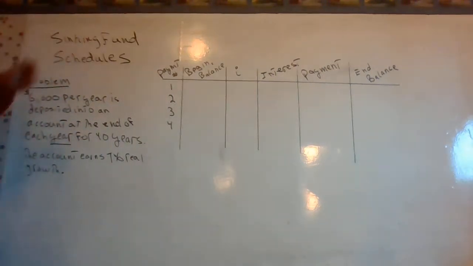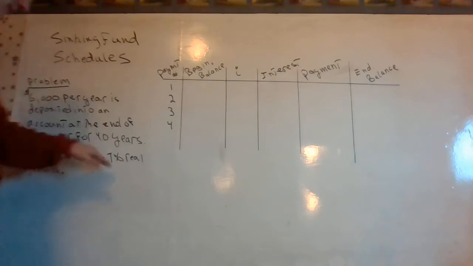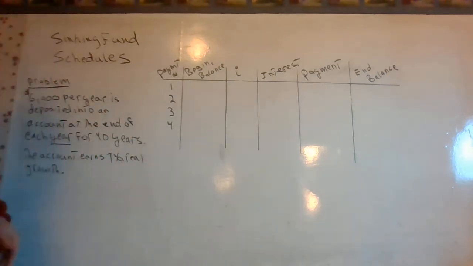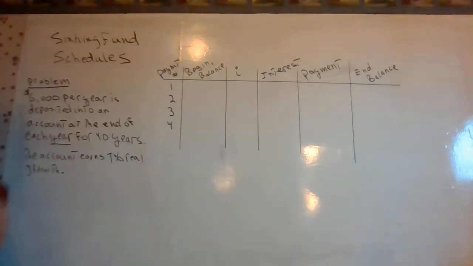Amount of an annuity: sinking fund schedules. We're going to deposit $6,000 per year at the end of each year into an account for 40 years, and the account's going to pay 7% real growth. That's a realistic long-term expectation for the stock market. You may earn 9%, inflation may be 2%, 9 minus 2 is 7%.